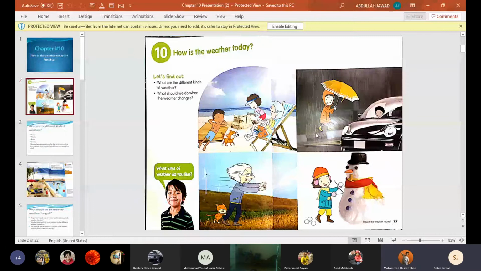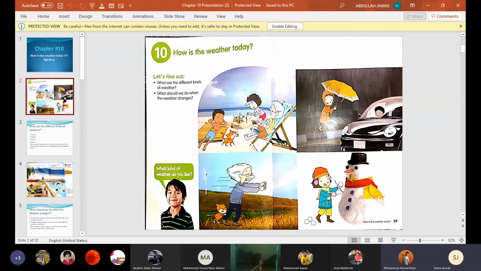So what are different kinds of weather you can see in this picture? See, which weather is this? Sunny. This is? Rainy. Snowy. Windy. How is it windy? You can see his hair because of the wind. And they showed the way it's snowy. So these are different types of weather you can see.